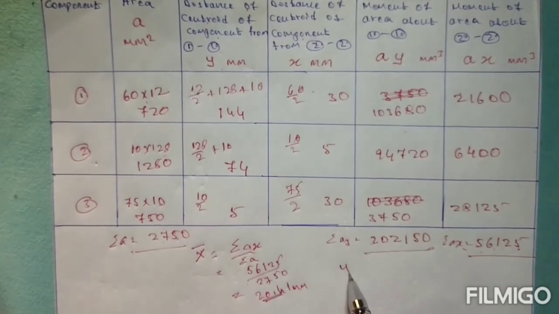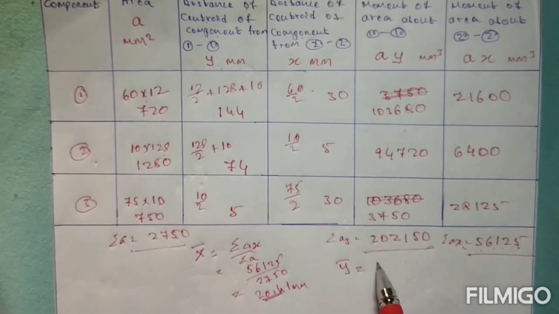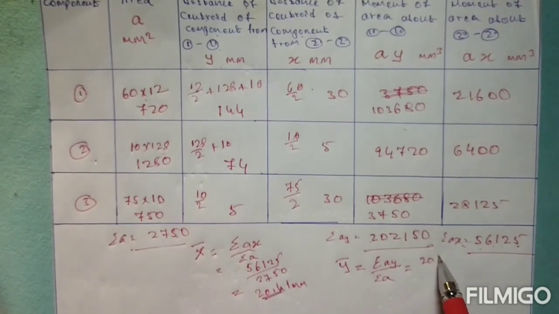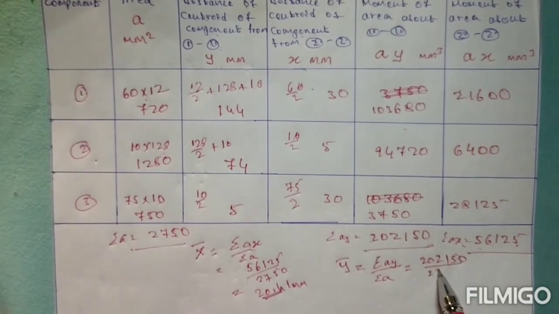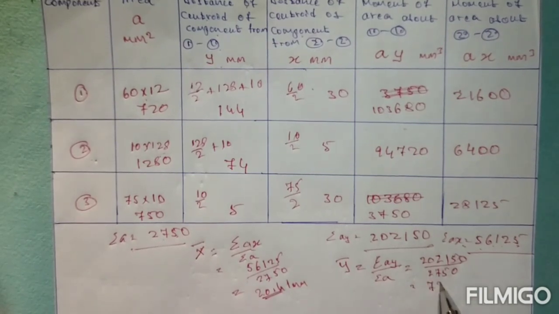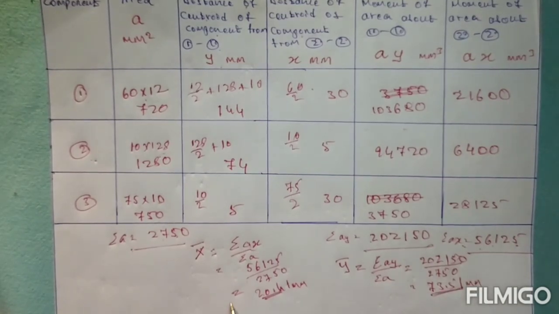Similarly we have to find y bar. The y bar is equal to the summation of ay divided by the summation of a. So 202150 divided by 2750. The answer we got is 73.51 mm. So our x coordinate is 20.41, and our y coordinate is 73.51.